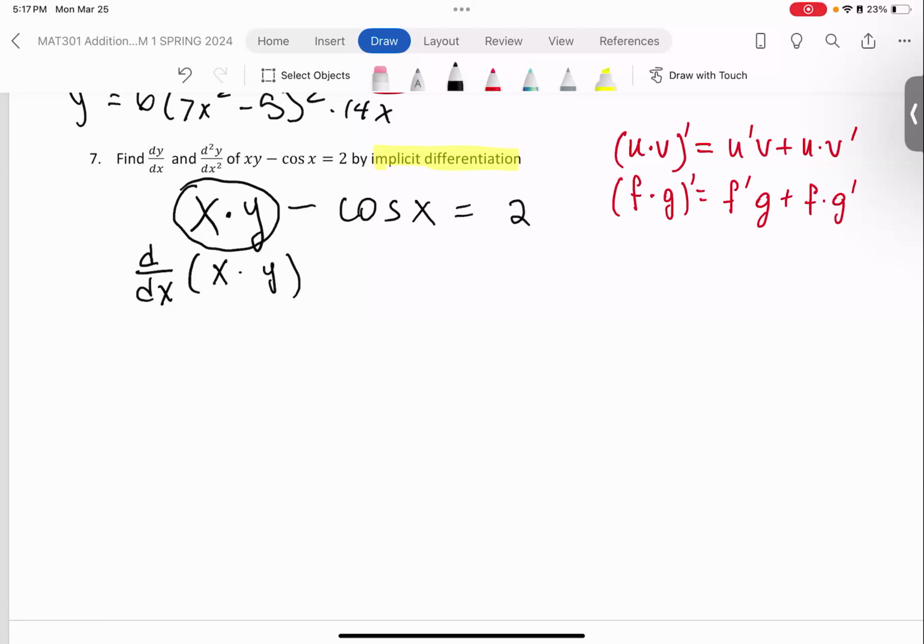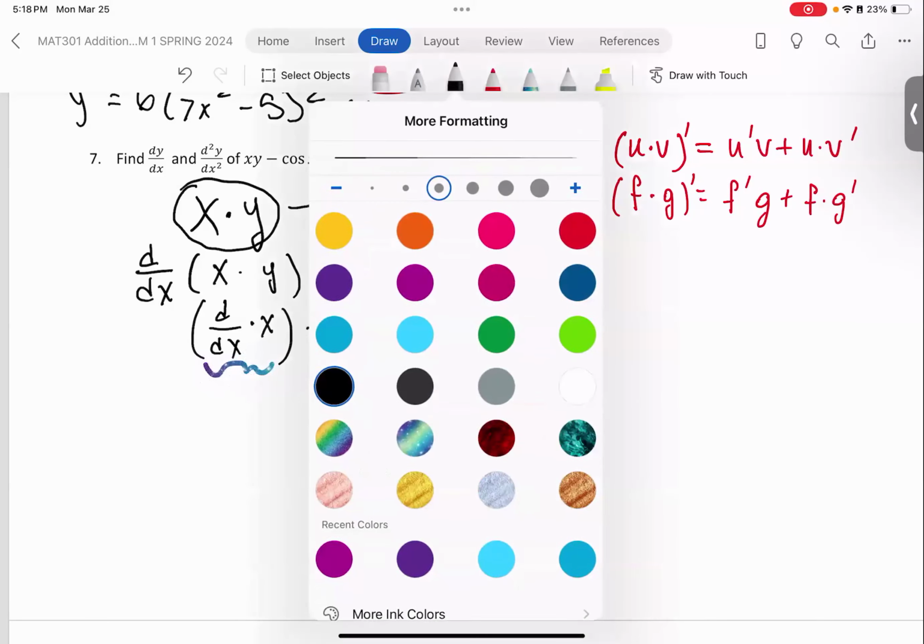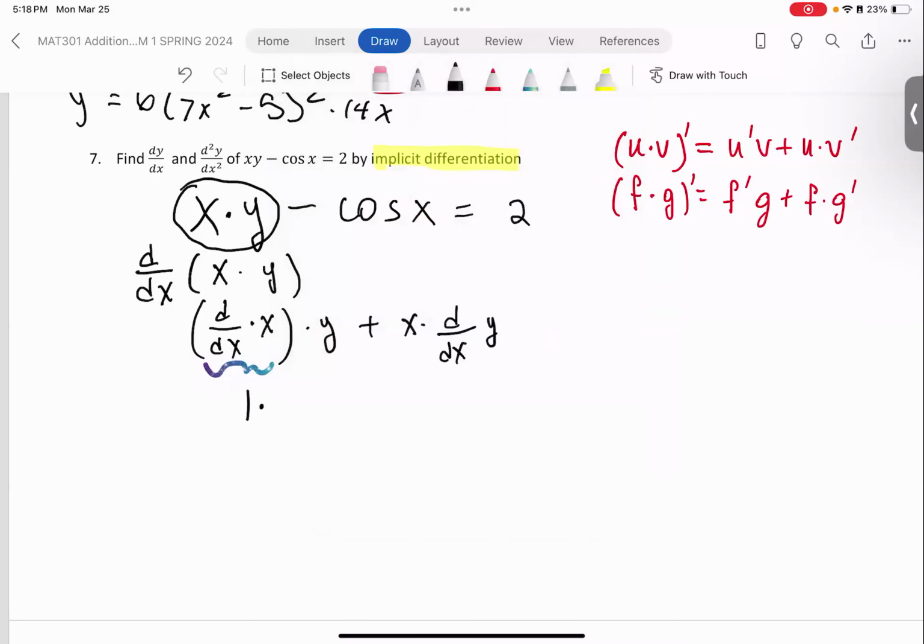So it's going to be the derivative of x times y, plus you keep the x, then you differentiate the y. I'm writing it this way just to see what is what. So what's the derivative of x? That's 1. So this right here is 1.